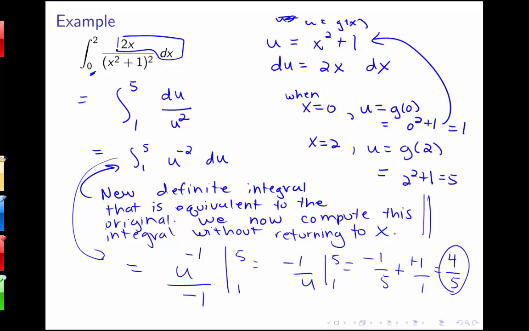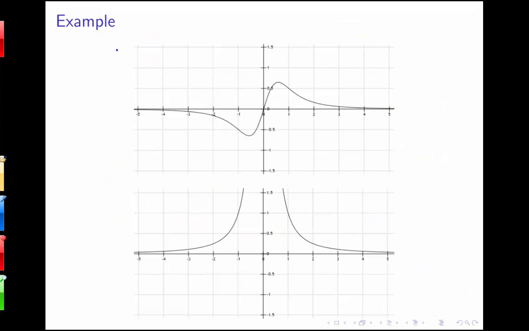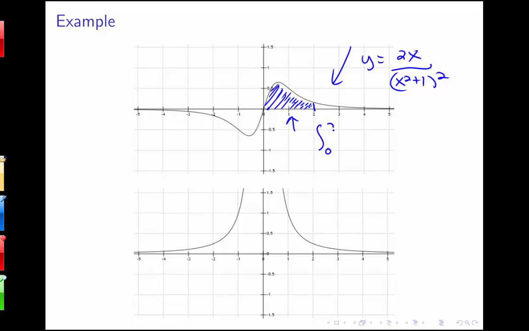So let's see how this variable change and integration change refers to an area under a curve. If I look at these two different curves that I have here, the first one is y equals 2x all over (x squared plus 1) squared. And so the original integral that I'm interested in here is the integral from 0 to 2. So that would be the area under that curve from 0 to 2. So this is the integral from 0 to 2 of 2x over (x squared plus 1) squared dx.